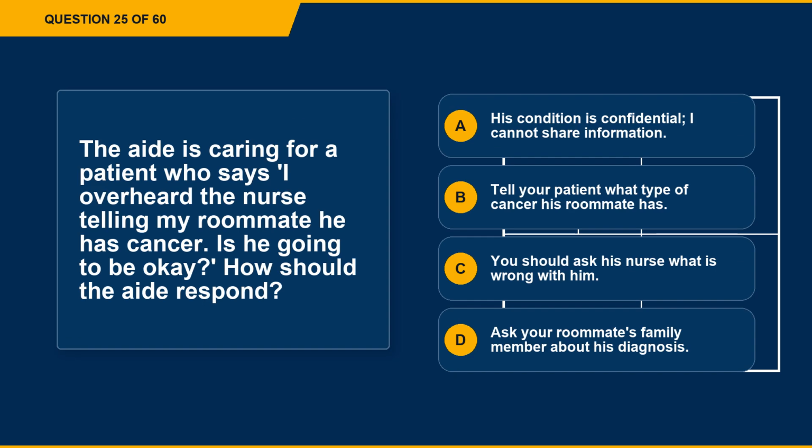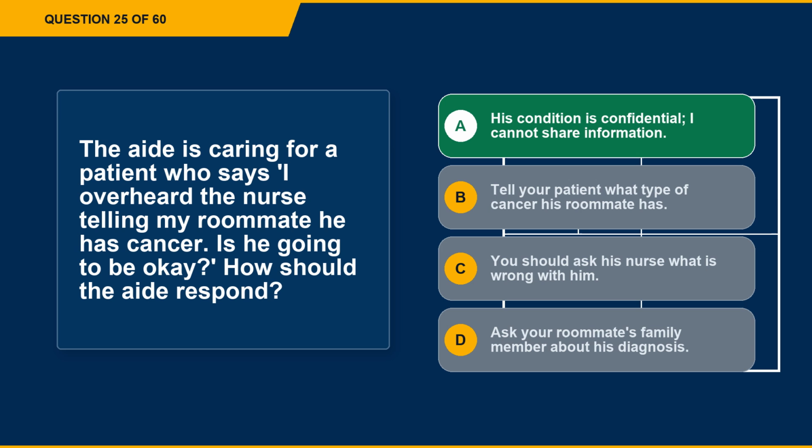Question 25. The aide is caring for a patient who says, "I overheard the nurse telling my roommate he has cancer. Is he going to be okay?" How should the aide respond? Option A, his condition is confidential, I cannot share information. Option B, tell your patient what type of cancer his roommate has. Option C, you should ask his nurse what is wrong with him. Option D, ask your roommate's family member about his diagnosis.